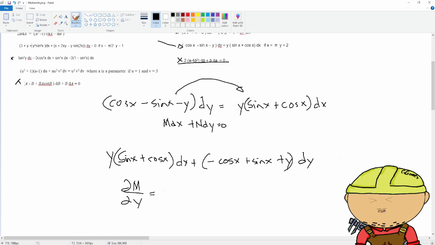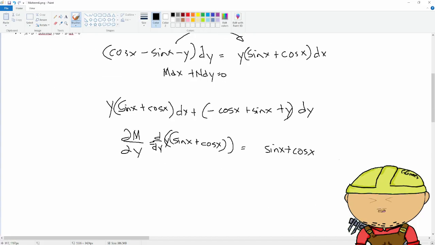So for the dx side, or the left side, we take the differential with respect to y. This will become sine x plus cosine x, positive, because there's no other y. We only have one variable y, and the differential of y here is 1.